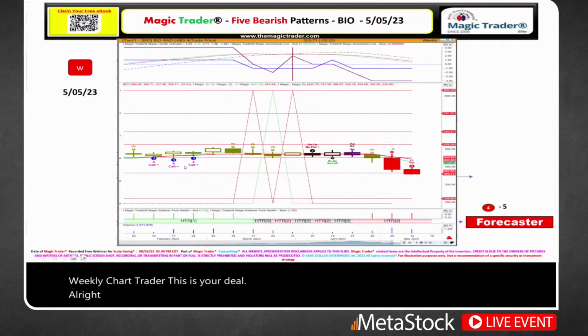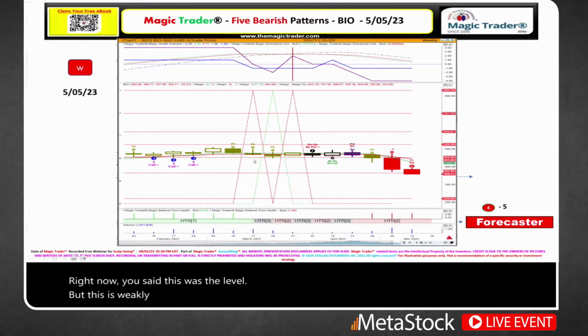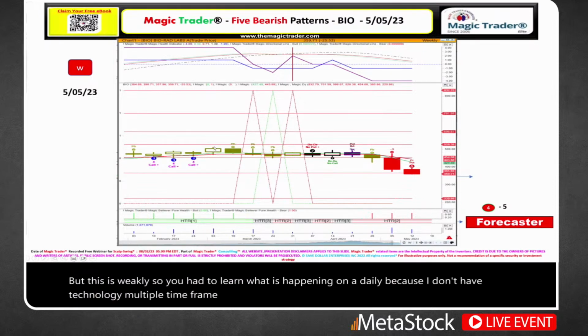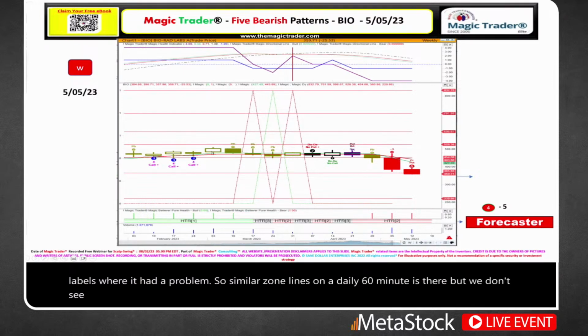And it was forecasting here, we're going to go, who was buying? Institution, right? Now you said, oh, this was the level, but this is weekly, so you have to learn what is happening on a daily, because I don't have multiple time frame technology yet to show levels in daily, and you're going to find the levels where it had a problem. So similar zone lines on a daily, 60-minute is there, but we don't see here, right? Eventually I'll figure it out, but that's in the future. But I just have to look at the daily chart.